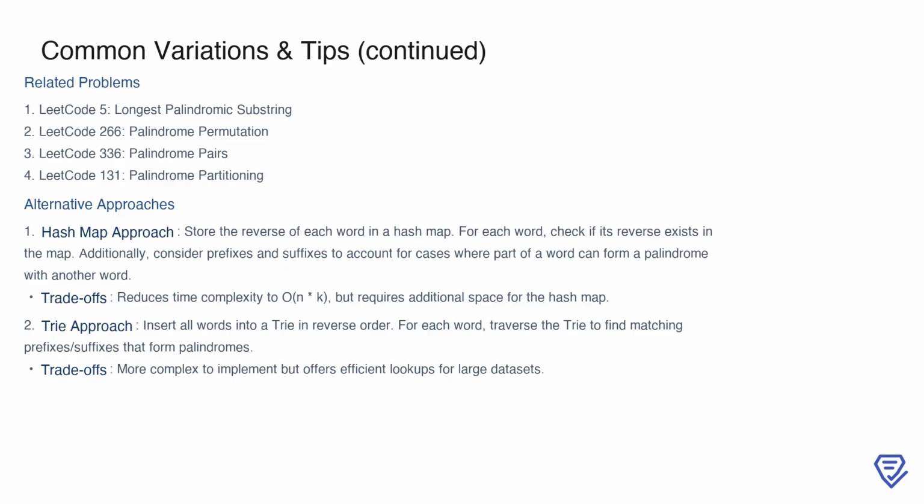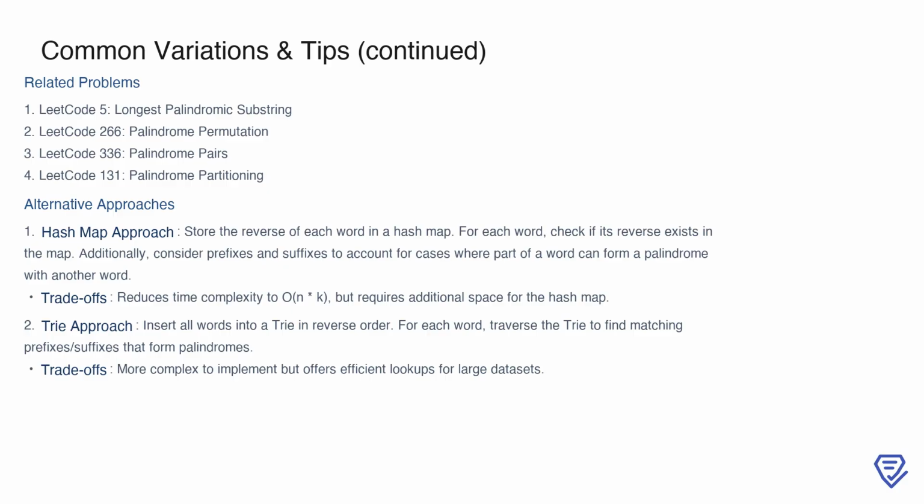Additionally, there are alternative approaches to solving the palindrome pairs problem. One common method is the hash map approach, where you store the reverse of each word in a hash map. This allows for quick lookups and facilitates checking prefixes and suffixes for potential palindrome pairs. The trade-off here is that while this approach reduces time complexity to O(n * k), it does require extra space for the hash map. Another option is the tree approach, where you insert all words into a tree in reverse order and traverse it to find matching prefixes and suffixes. While this method offers efficient lookups for large datasets, it is more complex to implement and requires careful management of the tree structure.